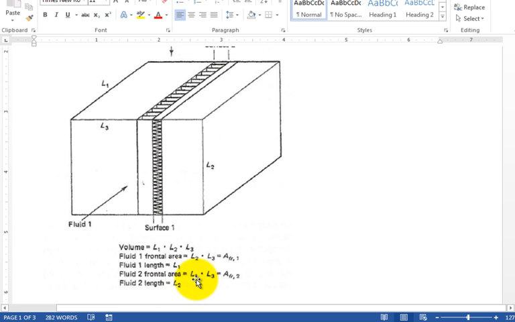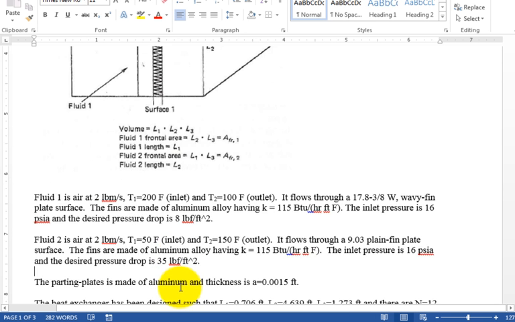How about the fluid 2, the frontal area? The total frontal area coming down is L1 times L3. Do you see it? Do you agree? And then the fluid 2 length that it travels is L2. Okay. Let's continue to read. Okay, or you can mark on this. This is example problem 3.5 in your textbook. This is example problem 3.5.